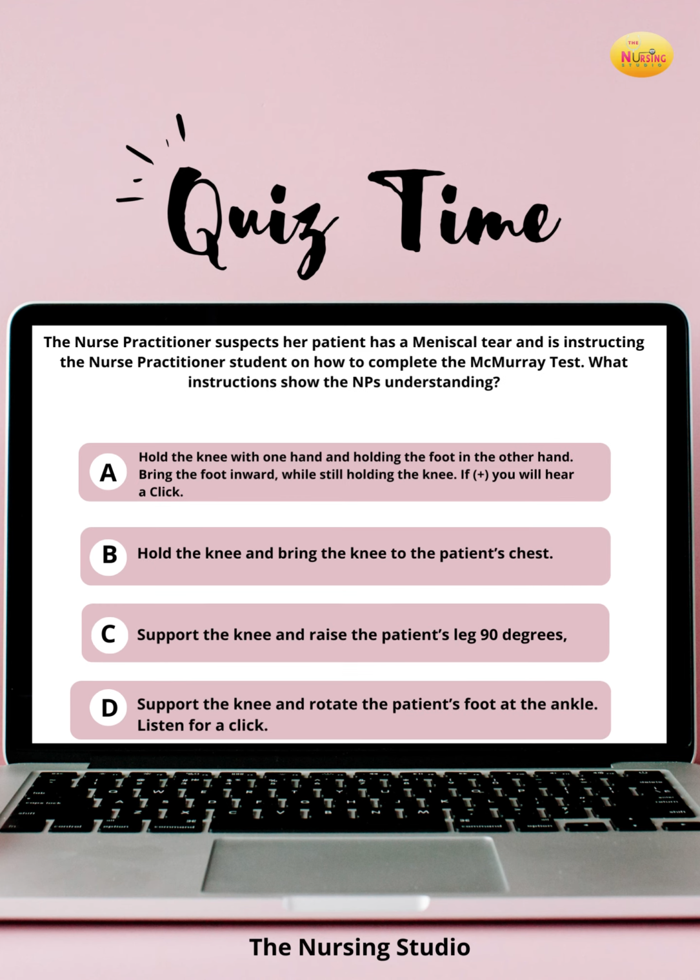Question number 2 states the nurse practitioner suspects her patient has a meniscal tear and is instructing the nurse practitioner student on how to complete the McMurray's test. What instruction shows the NP's understanding? Is it A, hold the knee with one hand and hold the foot in the other hand, bring the foot inward while holding the knee stable, if positive, you will hear a click? Or B, hold the knee and bring the knee to the patient's chest? C, support the knee in one hand and raise the patient's leg 90 degrees? Or D, support the knee in one hand and rotate the patient's foot at the ankle with the other and listen for a click? Take a moment to tell me what you got in the comments.